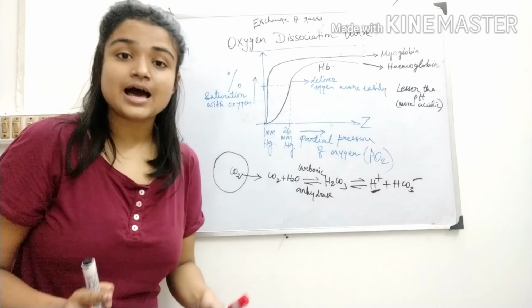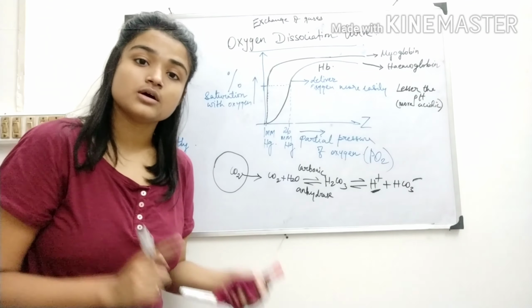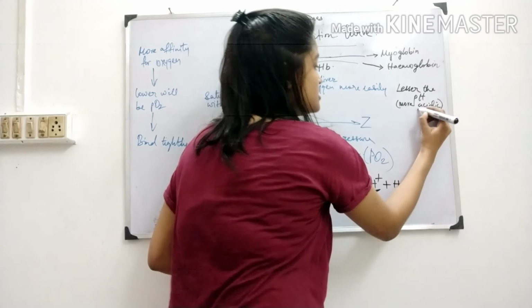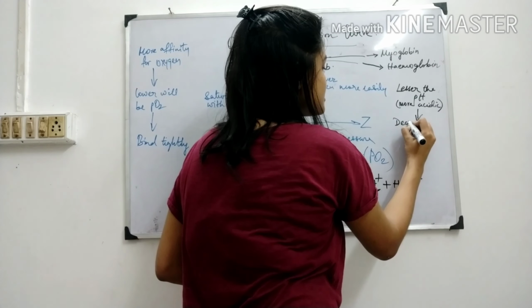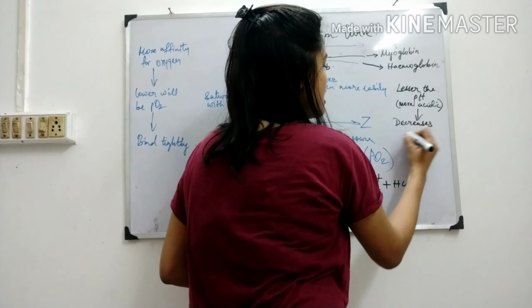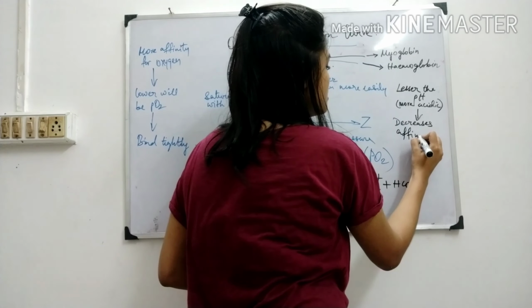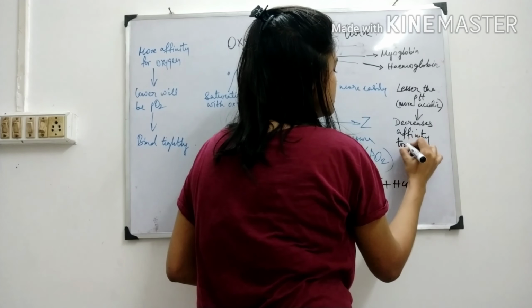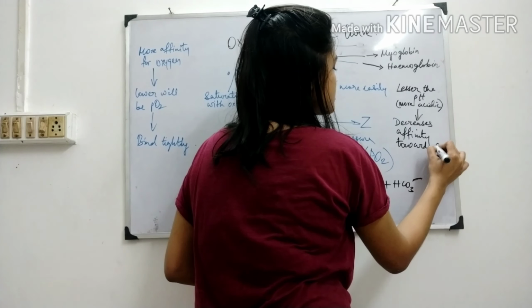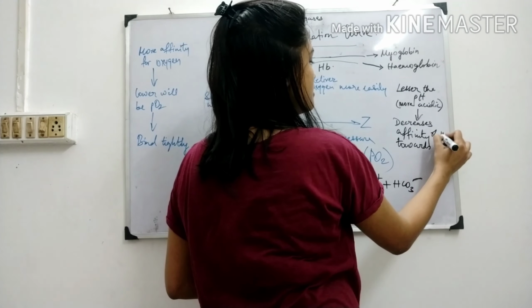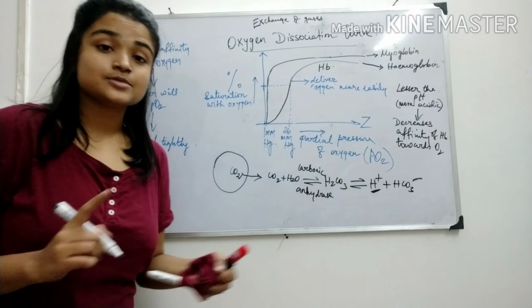This decreases the affinity of hemoglobin towards oxygen. So this decreases the affinity of hemoglobin towards oxygen. So this is Bohr's effect.